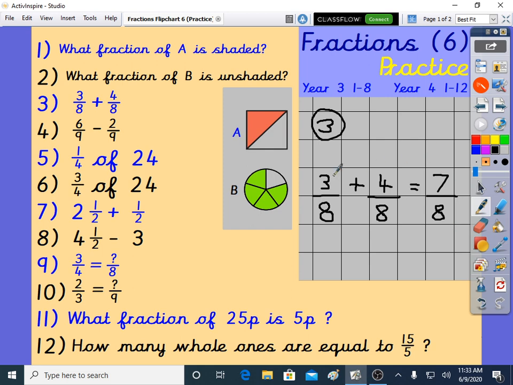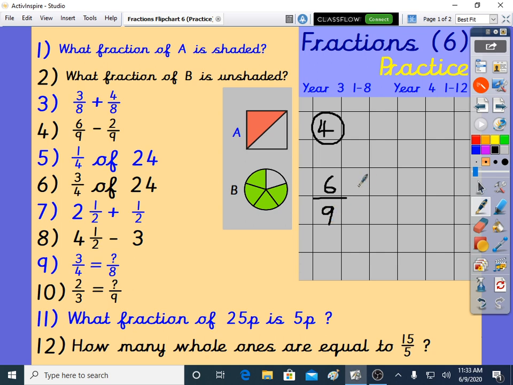Just like 3 pizzas plus 4 pizzas is 7 pizzas. Or 3 teddy bears plus 4 teddy bears is 7 teddy bears. Well, 3/8 plus 4/8 is 7/8. That's question 3 done. Always pause if you need time to record. Please do record what I'm doing. That is how you will keep this in your head the best, by constantly writing it out.